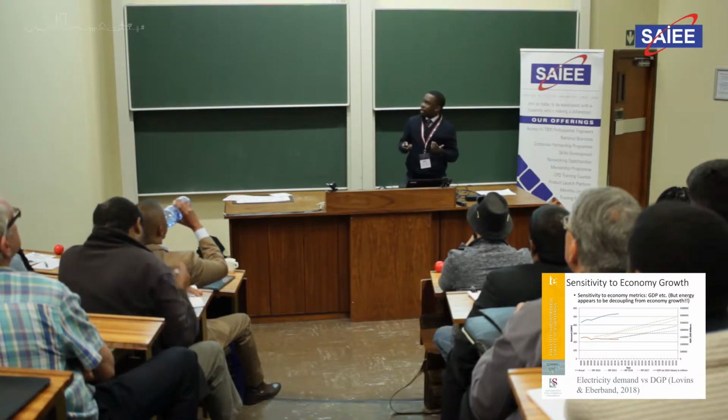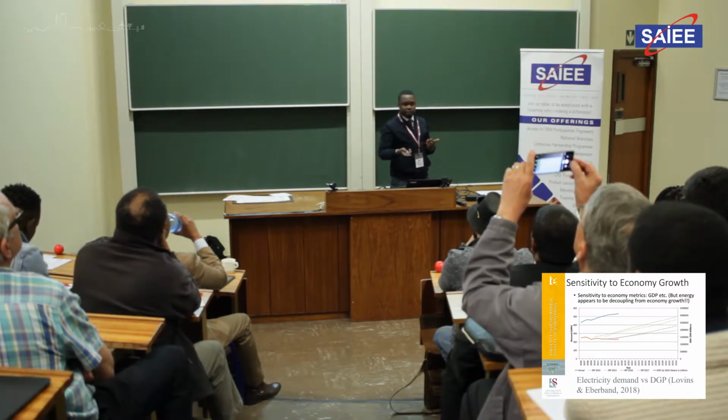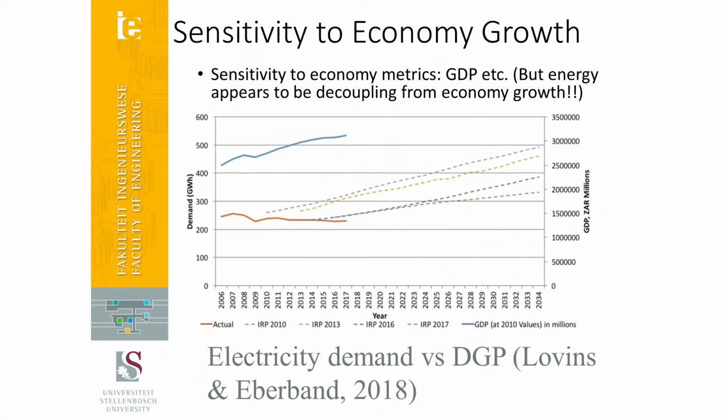Then other causes for change in the load, sensitivity to economic growth. So you find that for so long, load forecasting has been made on the basis of correlation with GDP. And it was accurate to a particular extent. But now it seems that energy is decoupling from economic growth.